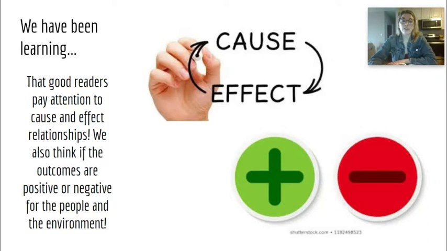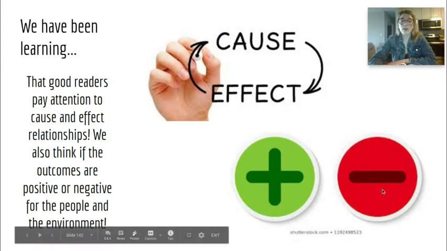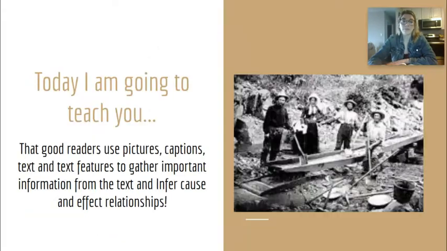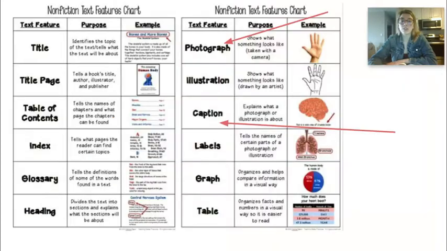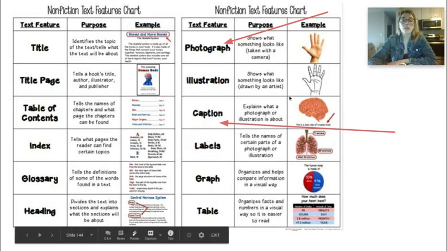We've been learning that good readers pay attention to cause and effect relationships, and we also have been thinking about if those effects are either positive or negative. Were they a good outcome or were they a negative outcome? Today, I'm going to teach you that good readers use pictures, captions, the text features to gather important information from the text and infer those cause and effect relationships.